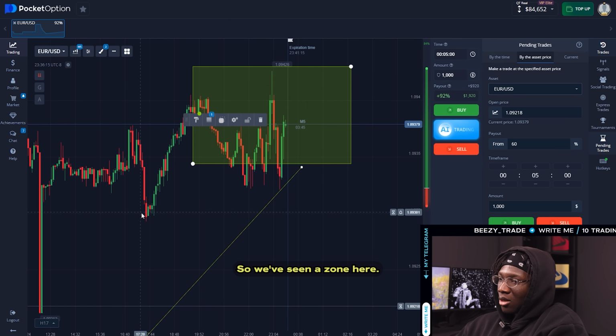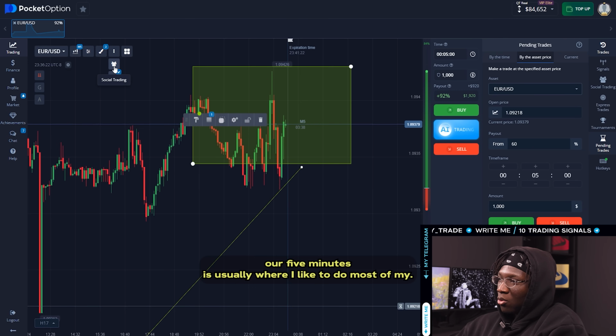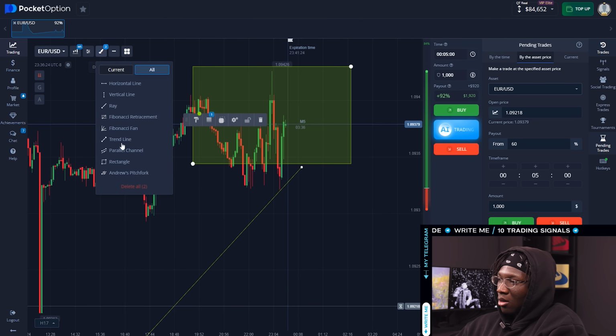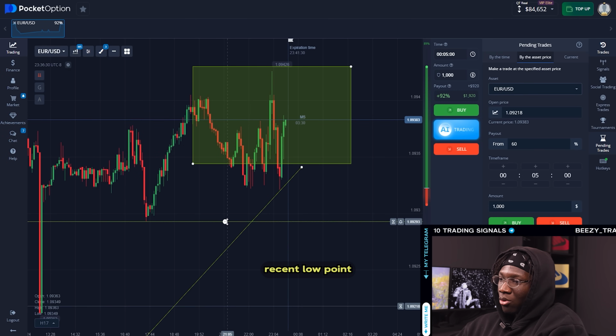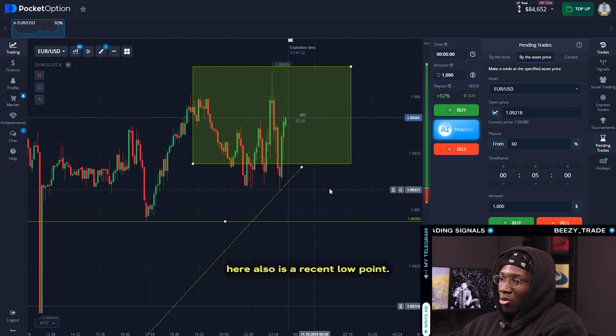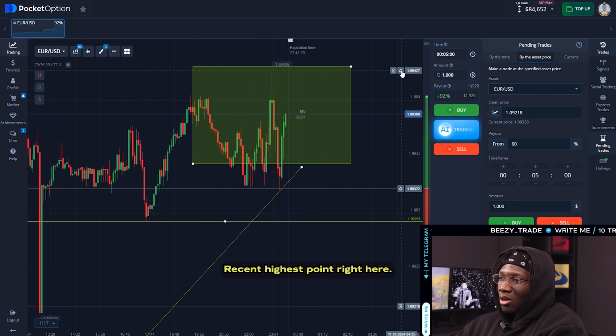So we've seen a zone here, because we're looking at our 5 minutes. It's usually where I like to do most of my trading. So we'll say here, recent low point. Here also is a recent low point, but I'm just going to put a little marker there. Recent highest point right here.